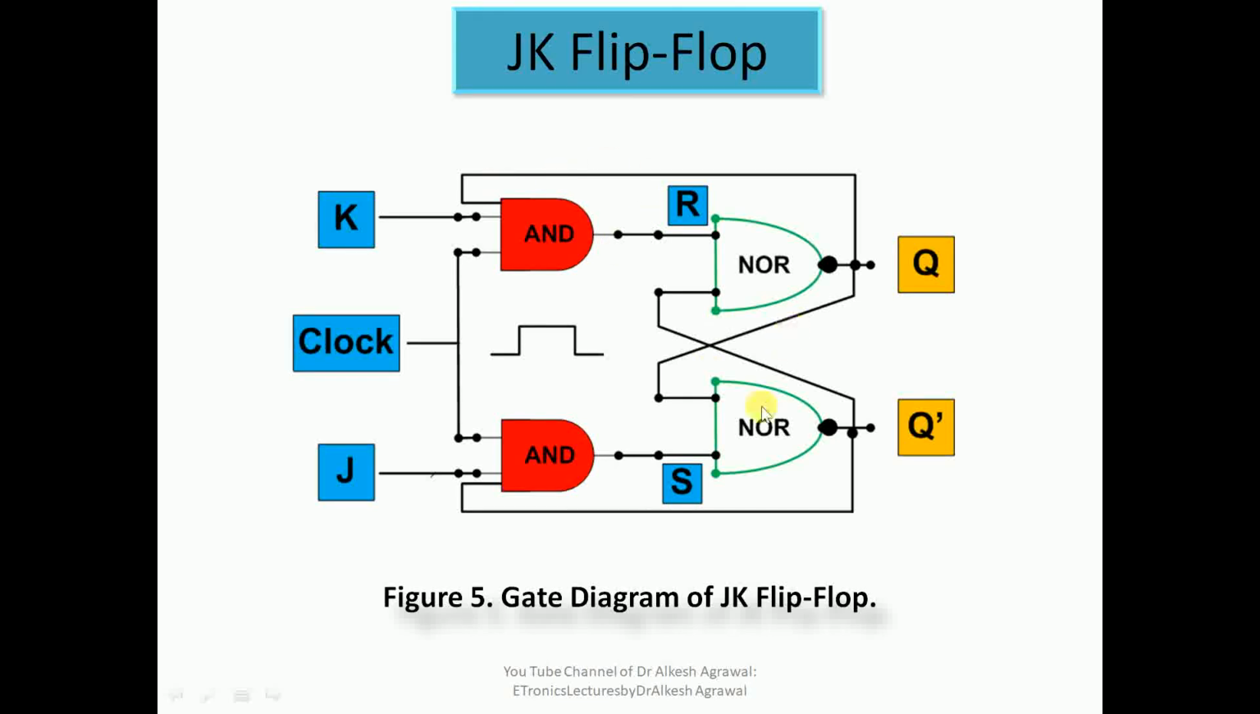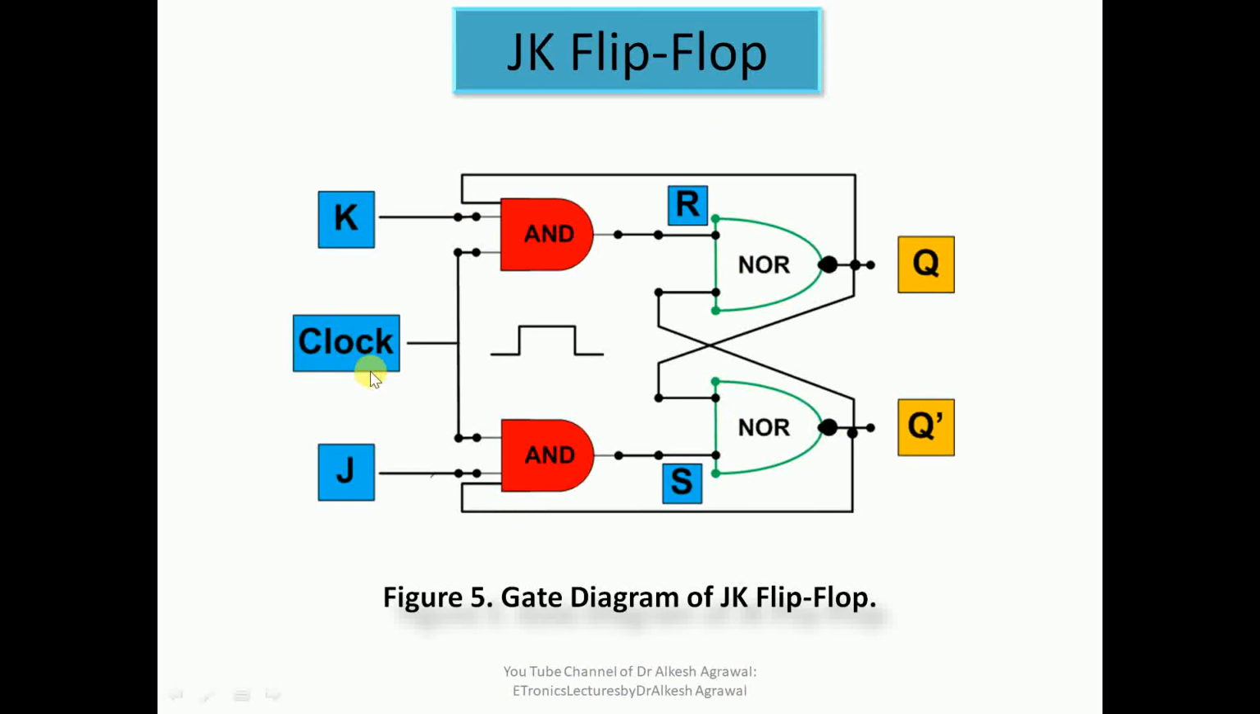As I have already told you, J is the same as S and K is the same as R. So the working is very much similar to the SR flip-flop, except we have this feedback condition. So this Q is fed back to this input and Q bar is fed back to this input. This JK is a modified version of SR, where J equal to 1 and K equal to 1 is permitted, and this is only possible because of these feedback conditions.